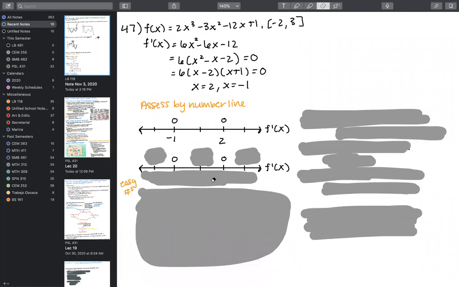So in order to do that, I'm going to think, okay, I know that the derivative at -1 and 2, those are both going to be 0. I don't know which one's a max yet. I don't know which one's a min yet. But I know that in order to have a maximum or a minimum, there has to be a change in the first derivative.